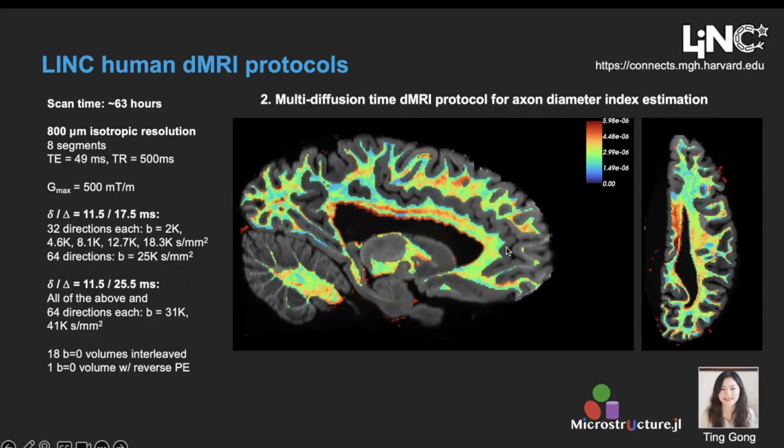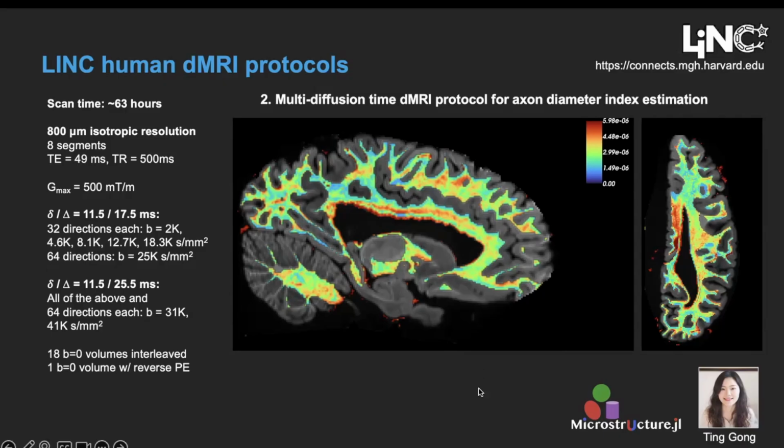For example, a multi-diffusion time diffusion MRI protocol to allow us to estimate axon diameter indices. And you see the nice differentiation here of axonal diameters in this whole hemisphere scan. This is at a somewhat lower spatial resolution of 800 microns in order to make it feasible to collect the multiple diffusion times and the higher B values that are needed for this kind of analysis that was done by Ting using her newly developed package microstructure.jl.